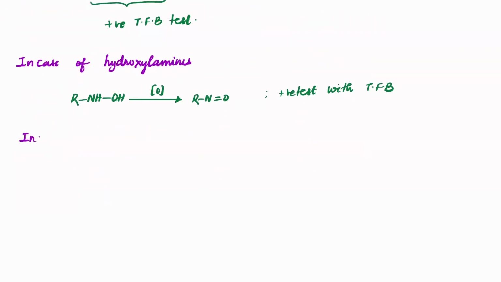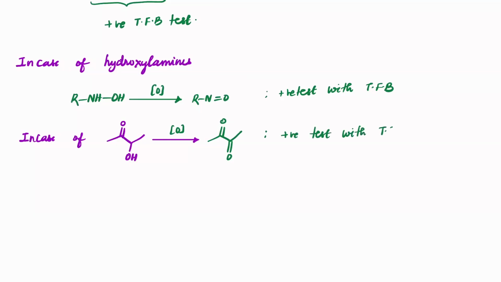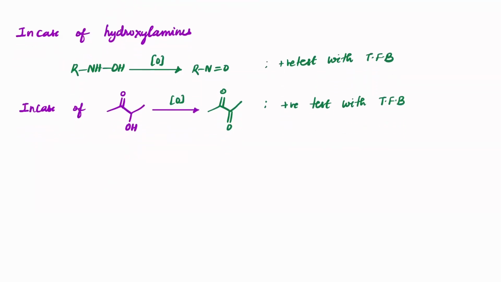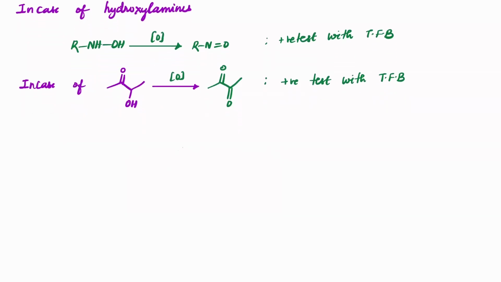Next, in case of alpha hydroxyketones, it will get oxidized to convert into diketone here, like this, diketone. So this will also give you positive test with Tollens, Fehling's and Benedict. Okay, correct. This will also be positive test with Tollens, Fehling's and Benedict.